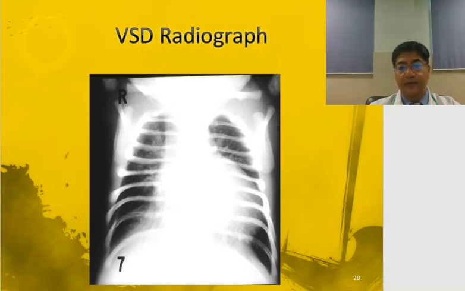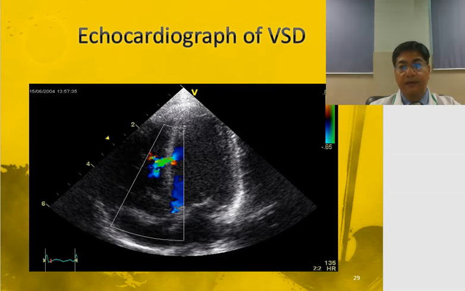So this is a radiological presentation of VSD with a larger heart. There is cardiomegaly, there is pulmonary plethora, and you can appreciate the defect, its site, its size, and the shunt across the defect on echocardiography. And then you can plan the management depending on that.